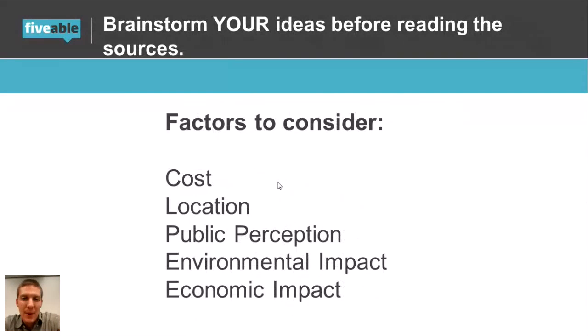Okay, last week we talked about this, so I'll do this very quickly. Before you flip the prompt page over, in other words, before you start reading source A, jot down your own ideas about the topic. So this topic asks us to generate factors and then narrow it down and say what are the most important factors. So these are the 5 that I came up with very quickly before reading the sources. Important factors that agencies should think about when considering what and who to memorialize are cost, location, public perception, the environmental, and the economic impact.